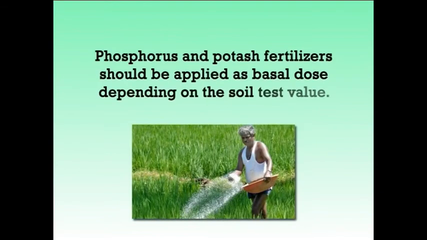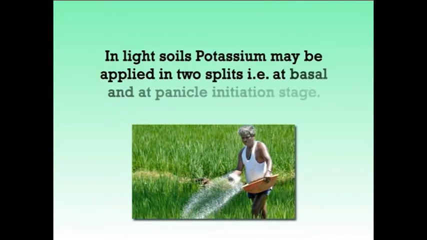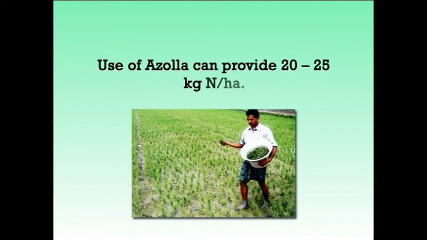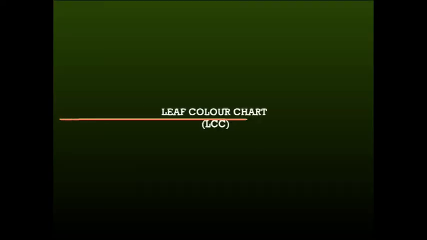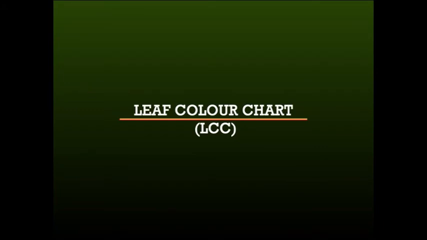Phosphorus and potash fertilizer should be applied as basal dose depending on the soil test values. In light soils, potassium may be applied in 2 splits, that is, as basal and another at panicle initiation stage. Use of azolla can provide 20 to 25 kg nitrogen per hectare. Another method of scheduling fertilizer is based on the reading of leaf color chart.